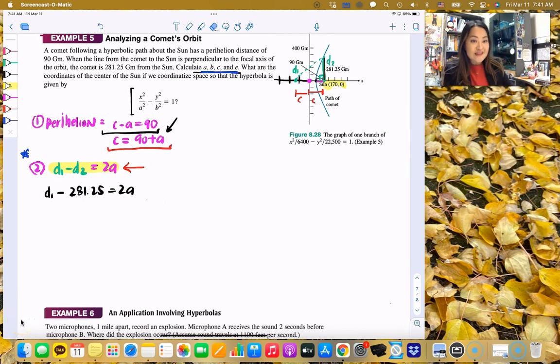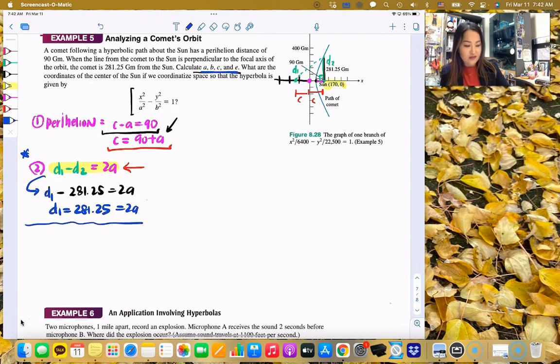Okay, so D1 minus 281.25 is equal to 2a because we just rearranged this equation, right? Okay, so now we have that established. We know for sure that the length D1, which is here, is going to be 281.25 plus 2a, and that's it for step 2. Let's go on to step 3 now.